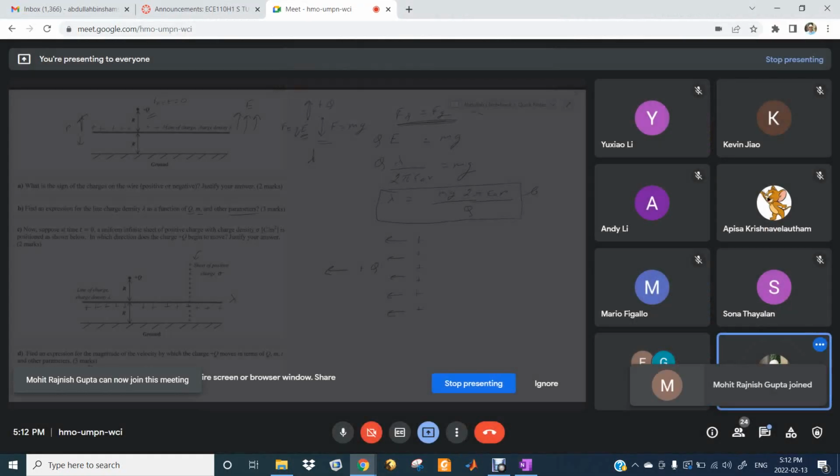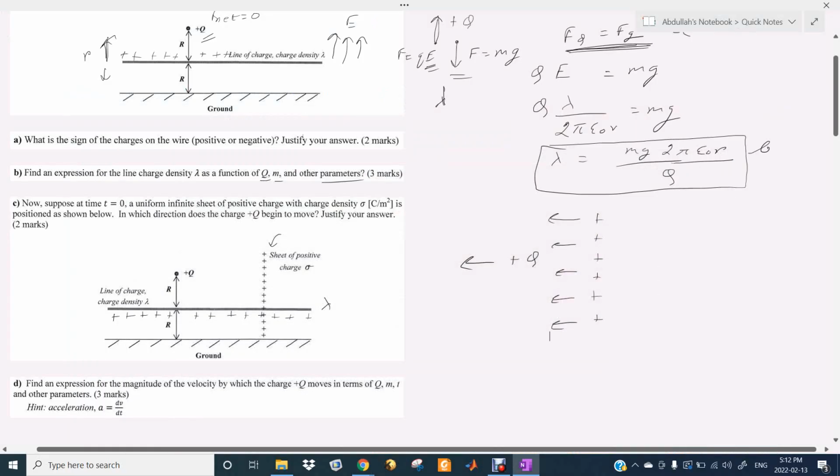So for part C, it basically asks what direction the charge begins to move, right? So the charge begins to move to the left, because the downward force is balanced. It cannot move up and down. It's already balanced from parts A and B. So it has to move to the left, right? And now for part D, you have to find the velocity with which the charge moves. Once you place the sheet of charge, this Q starts to move to the left, so you have to find the velocity with which the Q moves to the left, right?